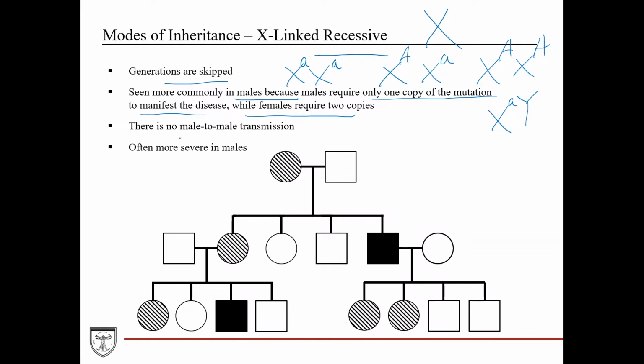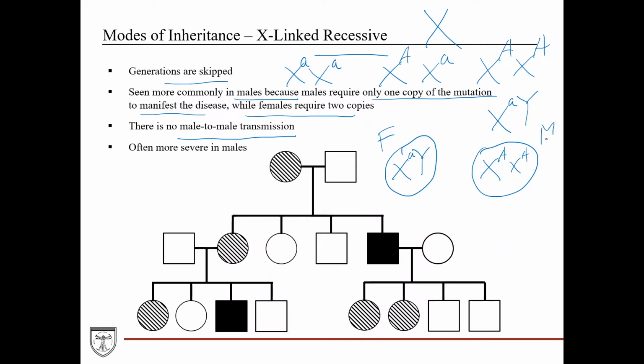Now, there's no male-to-male transmission, and the way that occurs is if we look at example here. So let's say we have a father here who is affected, and he has a copy of the recessive allele on his X chromosome. And then we have a mother that is completely healthy. So she has 2 copies of the X chromosome with the dominant allele. And so let's say they mate and they have a son.